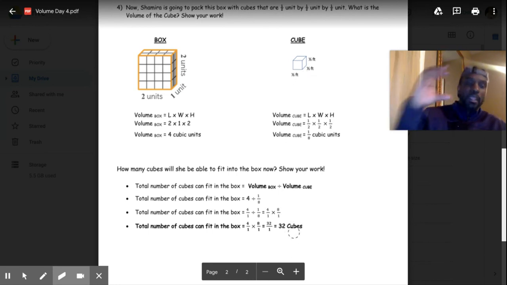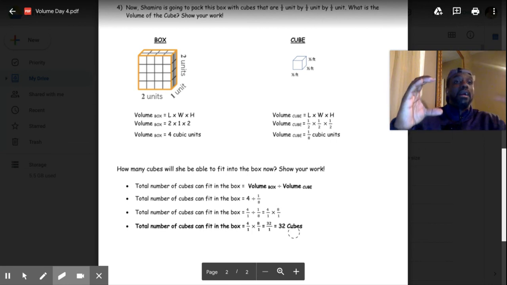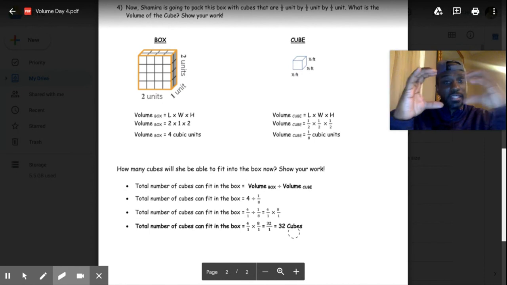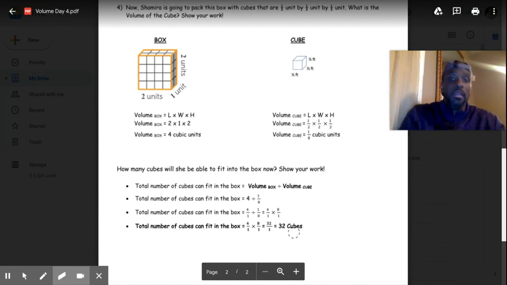So remember, find the volume of the box, find the volume of the cube, divide the volume of the box by the volume of the cubes. That's how many cubes can fit into this box. Okay, that's how you find it.